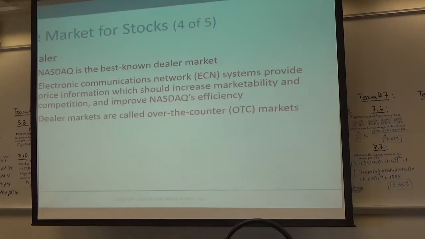NASDAQ is the best known dealer market, and electronic communications network, or ECN, systems provide price information which should increase marketability and competition and improve NASDAQ's efficiency. So dealers are important to make things run more smoothly. Dealer markets are called over-the-counter, or OTC, markets.